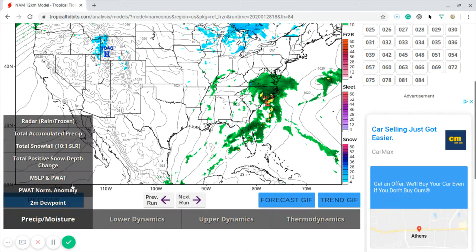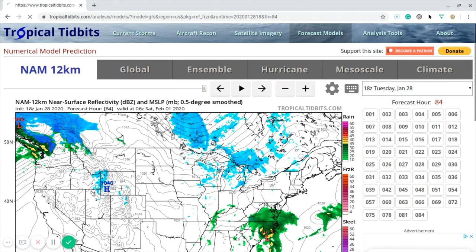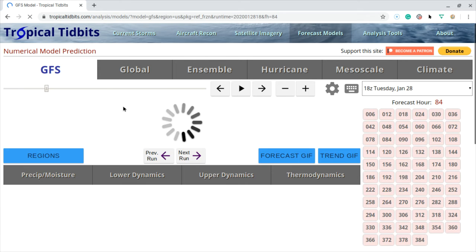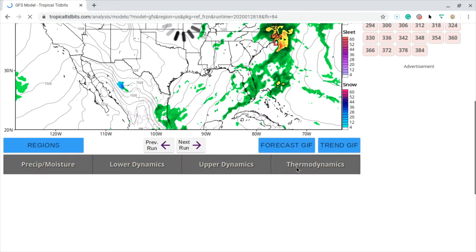Let's take a look at the GFS here. We're just going to look at the overall picture of what's going on. Let's take a look at when the coldest nights are going to be.